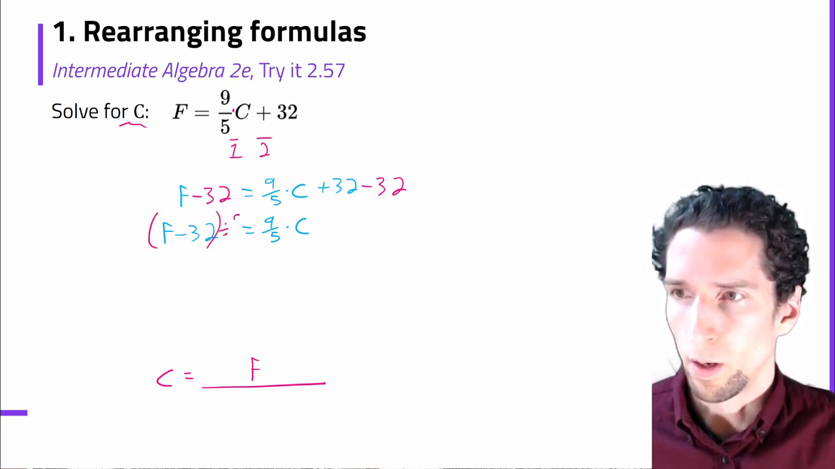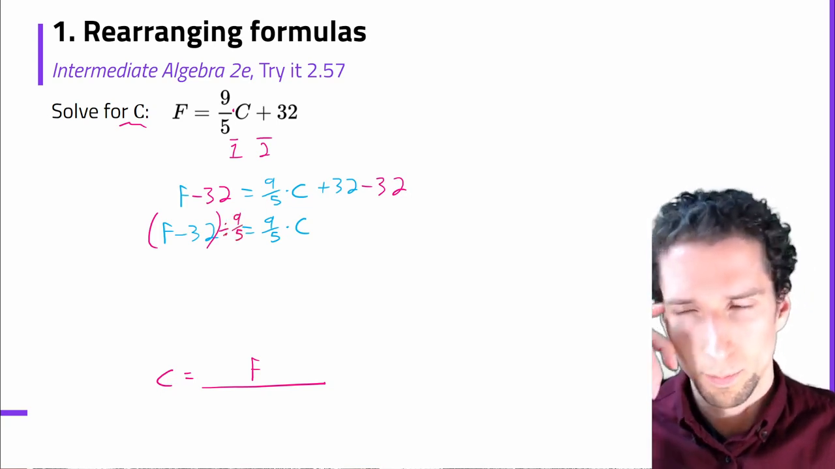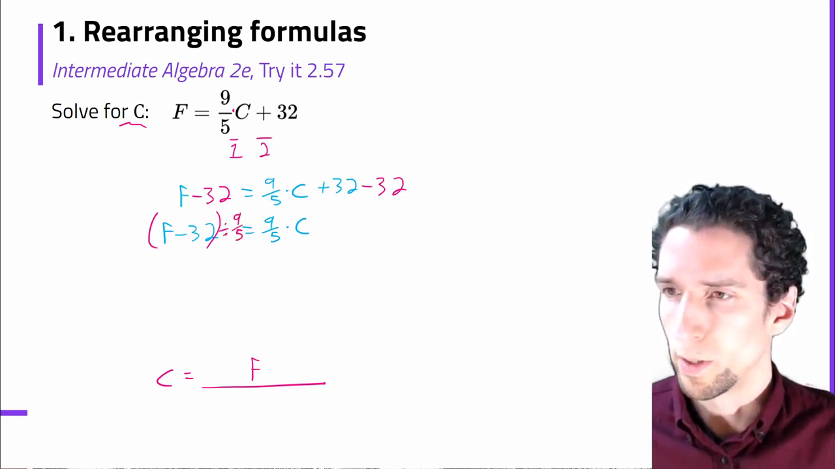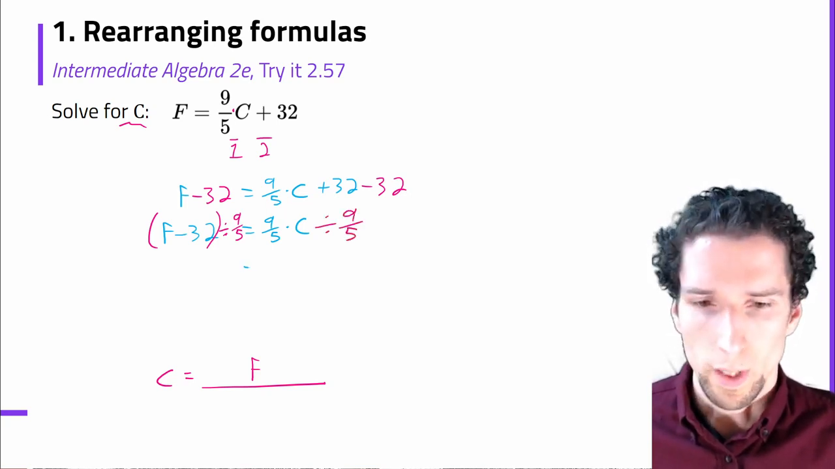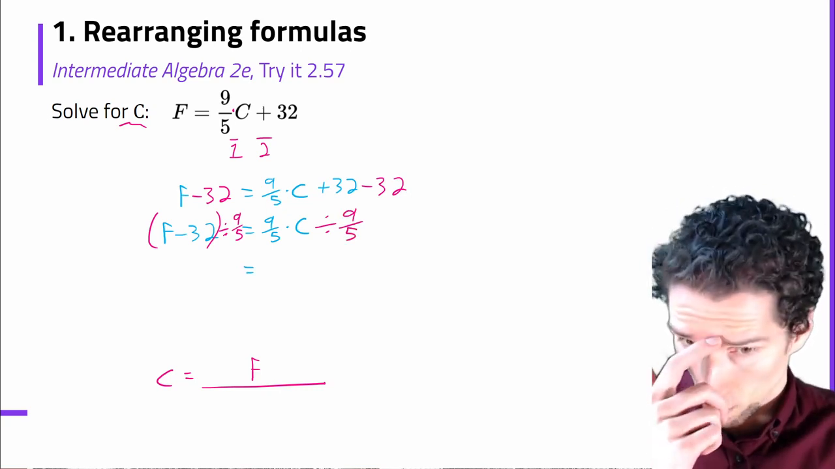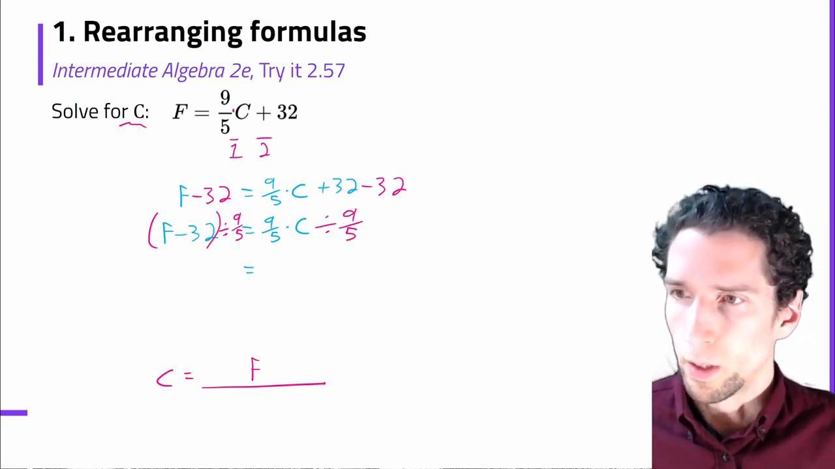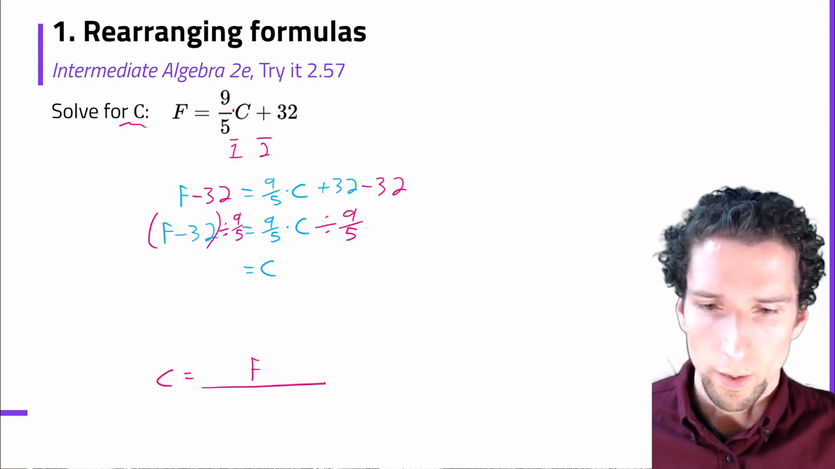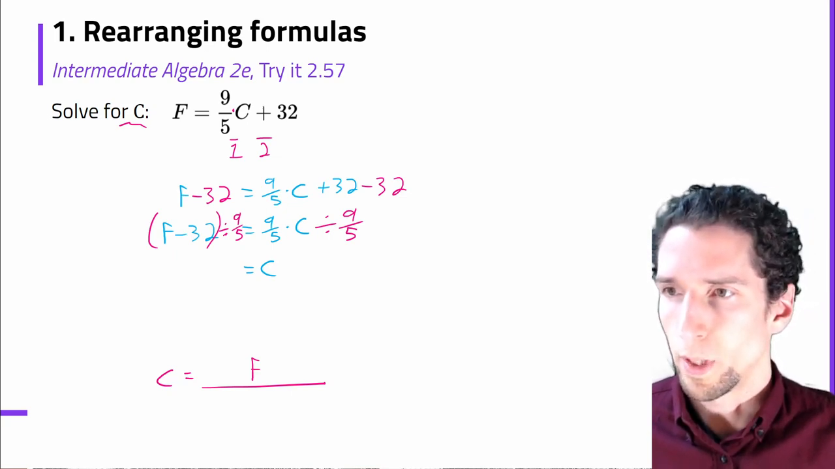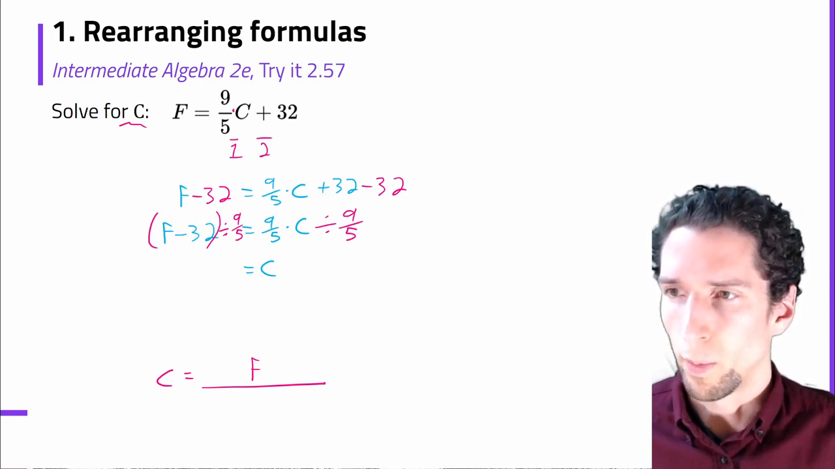Divide by 9/5. It's a little sloppy there. Apologies for that. And we will divide on the other side here by 9/5. And when we simplify this on the right, we will be left with just c. And on the other side here, let's just put the 9/5 kind of in front. Standard way of writing it.